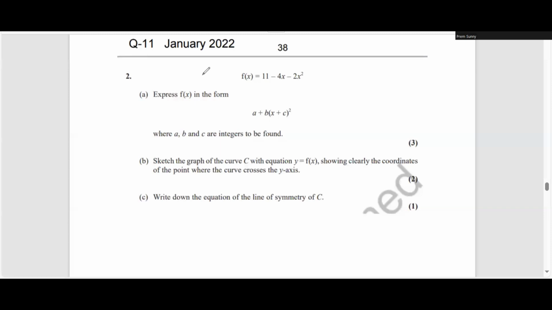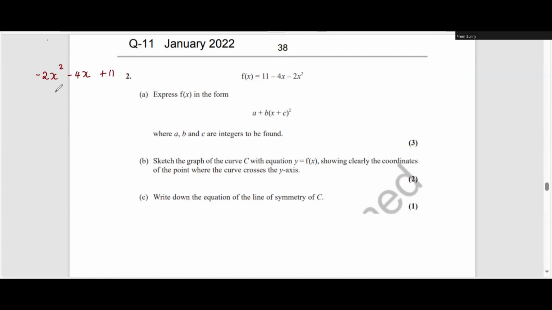Hi, welcome back. So this is a Jan 2022 question, Pure Math 1, quadratics. f of x is given as 11 minus 4x minus 2x squared, expressed in the form a plus b into (x plus c) the whole squared, where a, b, c are integers to be found. So we have to use the completing the square method. First of all, arrange them in order: minus 2x squared minus 4x plus 11.